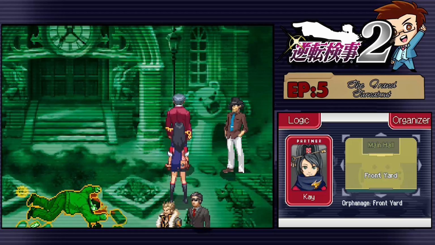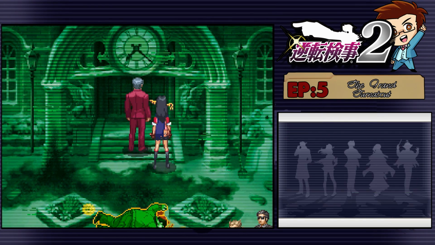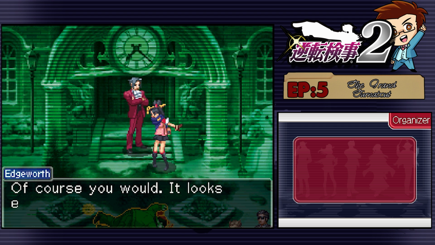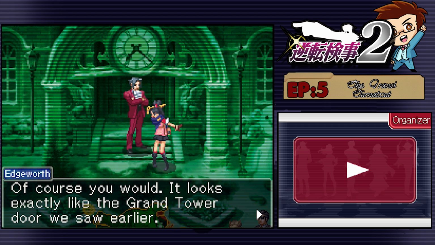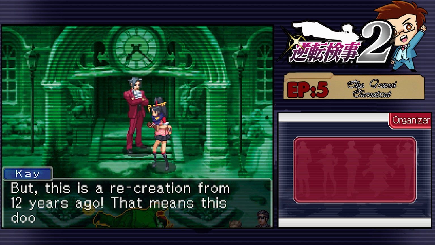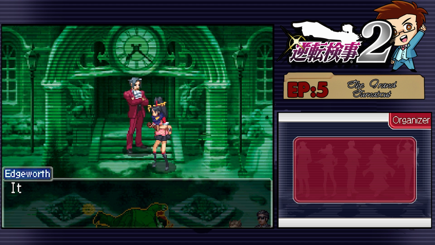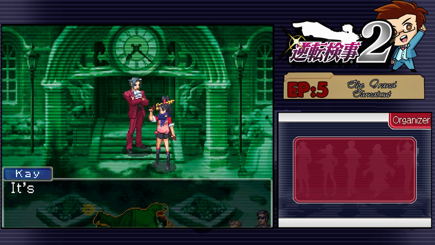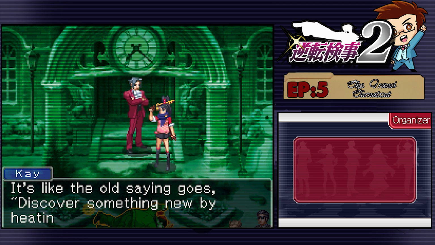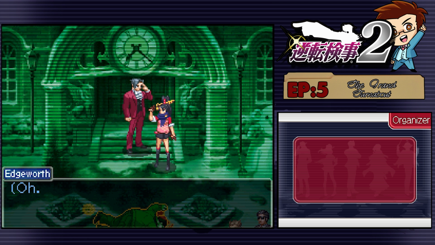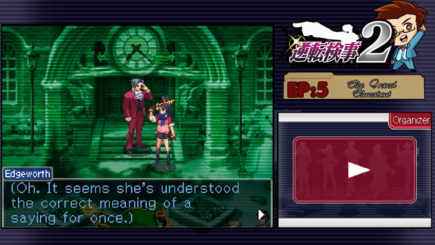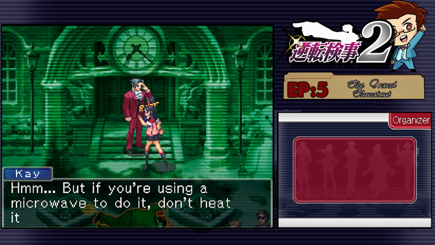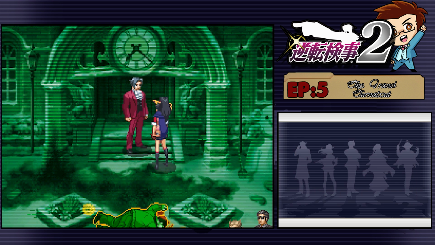There are so many people we can talk with. This door. I remember seeing it from somewhere. Of course you would. It looks exactly like the Grand Tower door we saw earlier. But this is a recreation from 12 years ago. That means this door's been here since then. It seems when the Grand Tower was built, they decided to reuse the door rather than destroy it. It's like the old saying goes, discover something new by heating up something old. Nope, no one says that. That sounds gross, like food? It seems she's understood the correct meaning of a saying for once. But if you're using a microwave to do it, don't heat it for over 5 minutes.